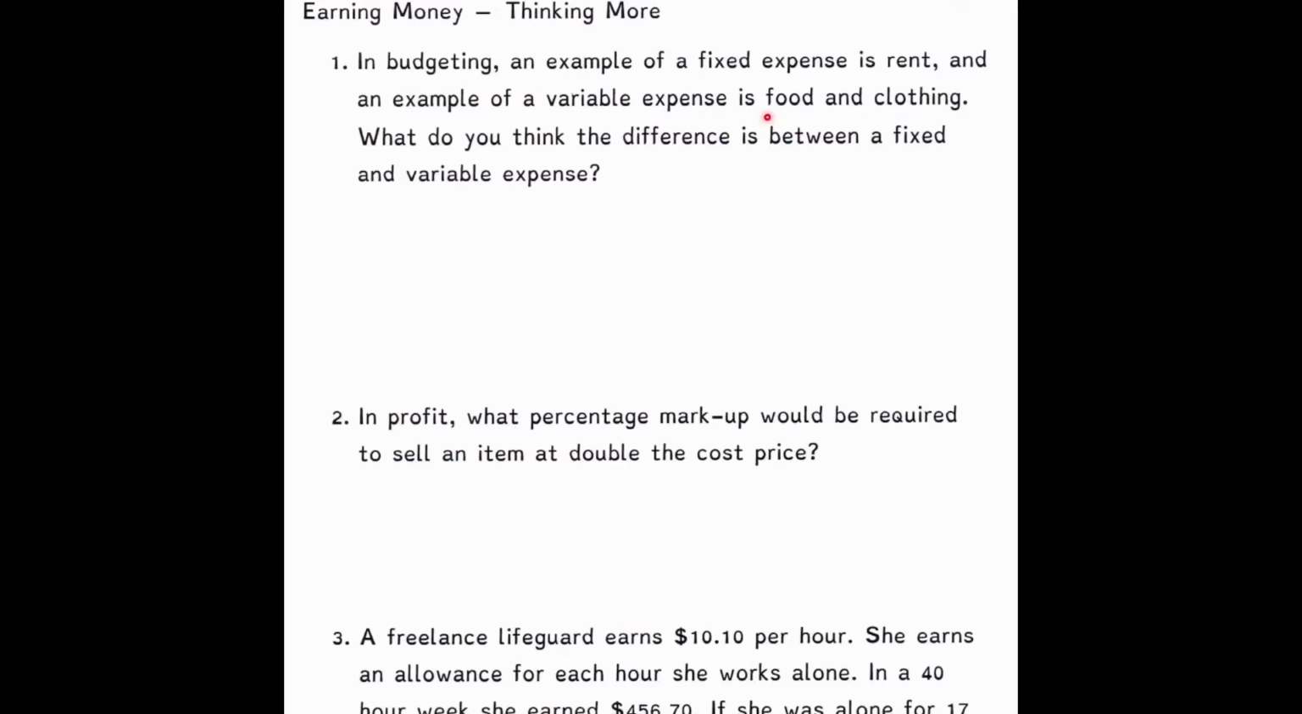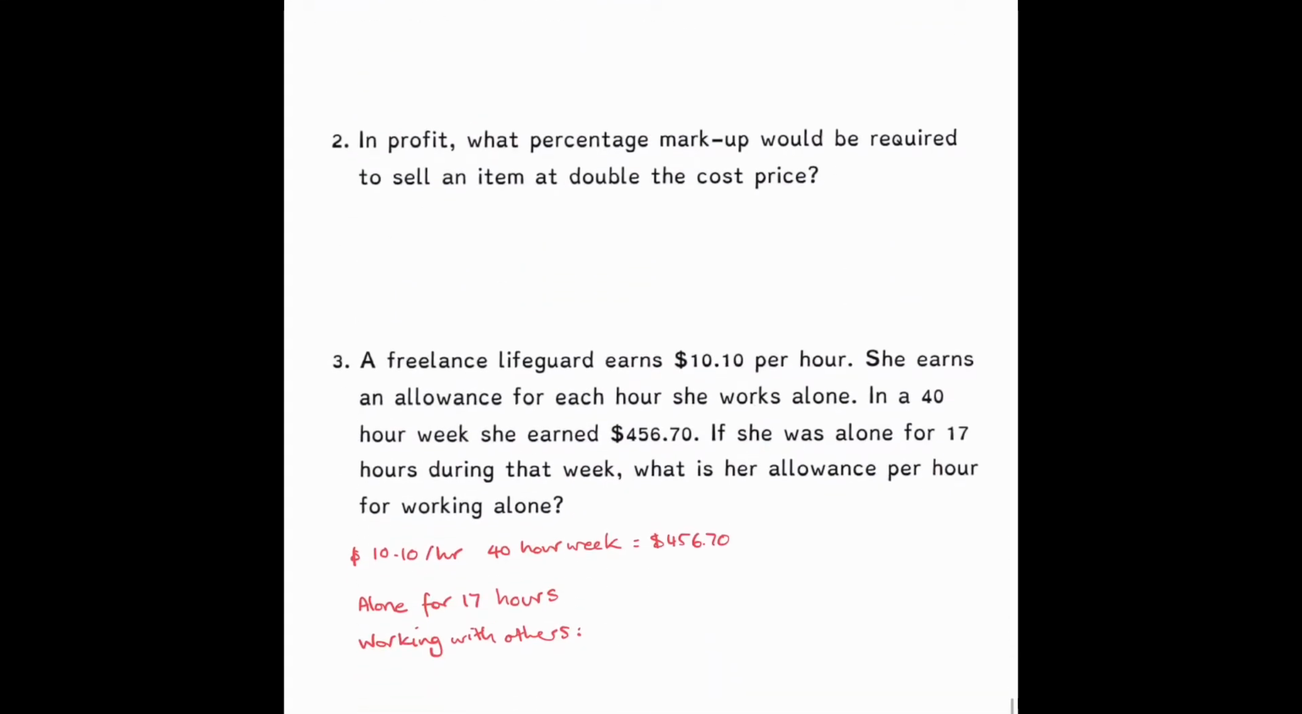So how much you're spending on food, maybe you're spending some money on clothing, those kind of things. So all I want you to do is give some kind of reason in your own words: what's the difference? Maybe give an example of each would be a great explanation.